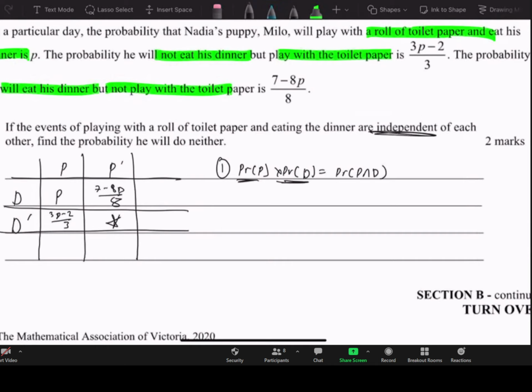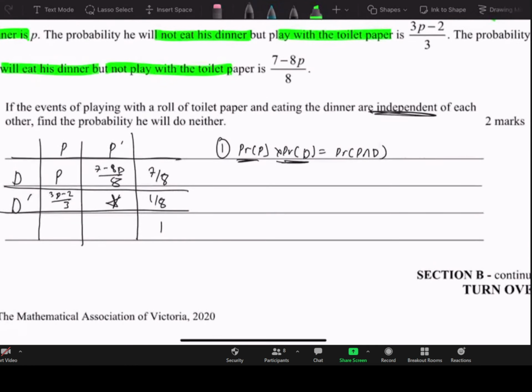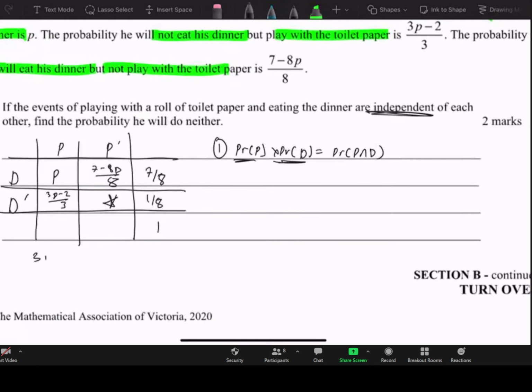The easiest way to find the probability of D would be to add these two things. And that's kind of where the trick comes in, because once you add those two, the p-value actually disappears and it becomes 7 on 8. So then we immediately know this is 1 on 8. Yep. Same thing, unfortunately, doesn't happen to this one. It goes 3p on 2 plus 3p minus 2 on 3, so that's 6p minus 2 on 3. So nothing crazy happens to this one, unfortunately.